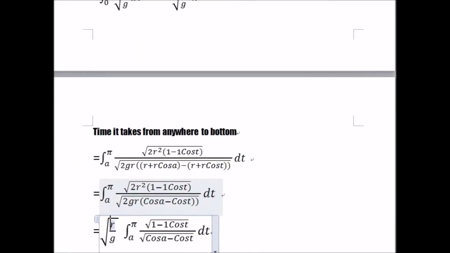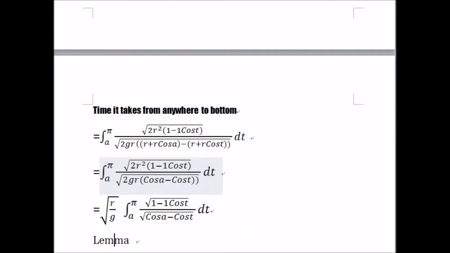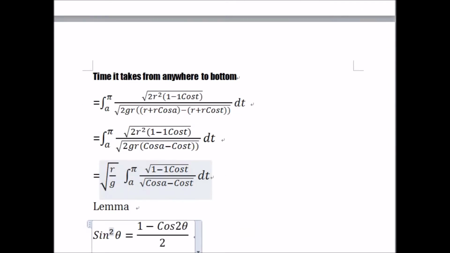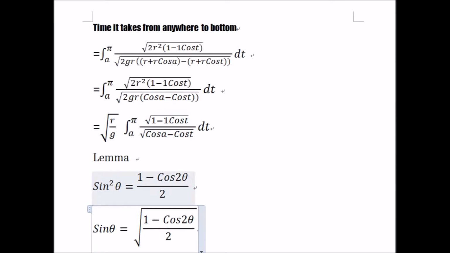And we're going to prove the time it takes from anywhere to the bottom. This one is going to be much more complicated than before, because its initial point will not be 0 in this case. It's going to be a, which means that we have to fix the y location. We have to fix the y initial to, instead of the original one, r plus r cosine a. And thus we will continue our simplification.